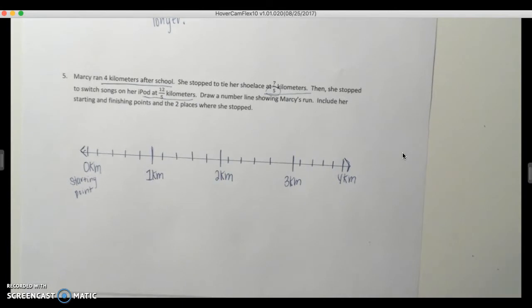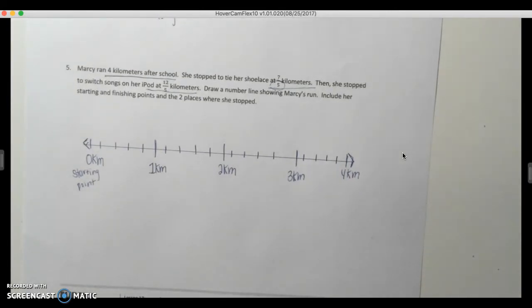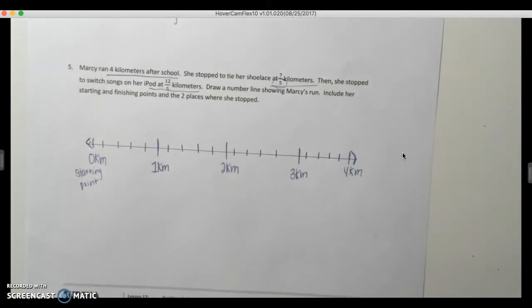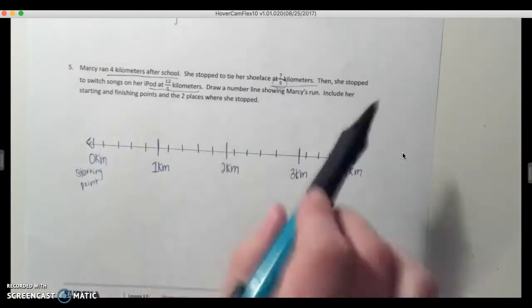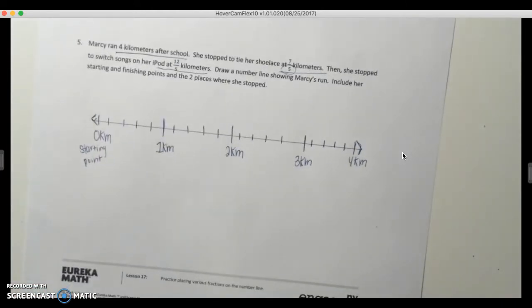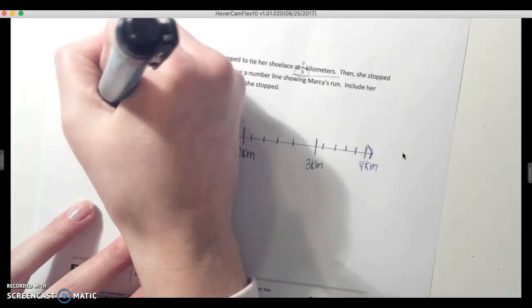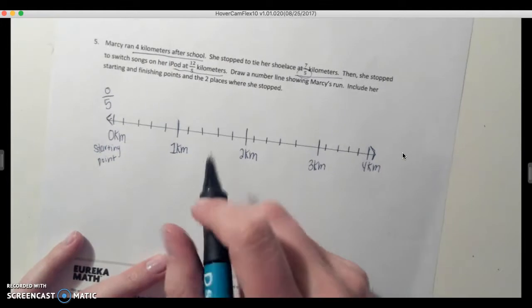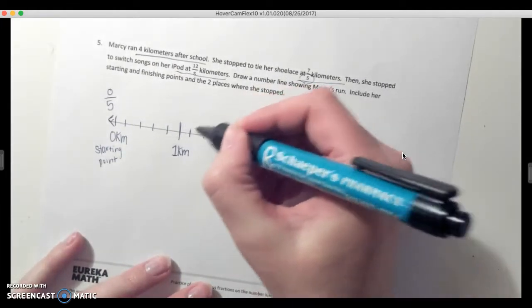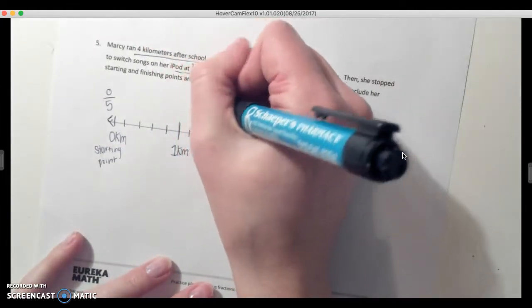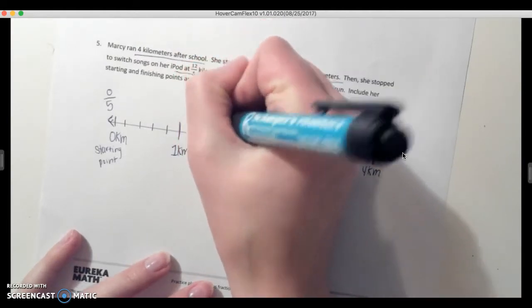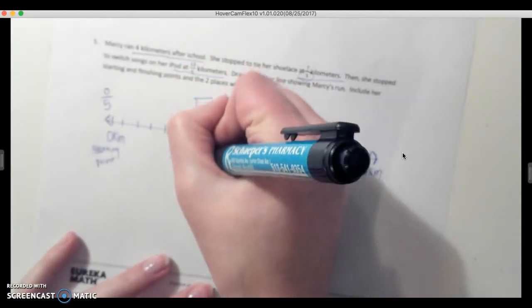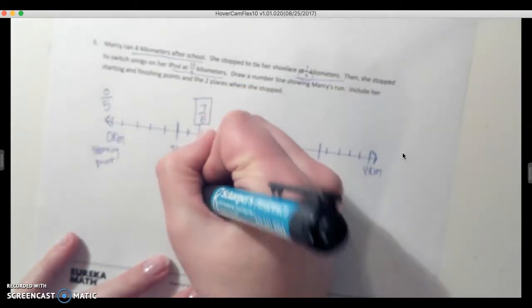Okay, so now I'm going to mark my points where Marcy stopped to tie her shoelace and where she stopped to switch songs on her iPod. So 0 fifths was her starting point, remember? And then she stopped at 7 fifths. So I know this is 5 fifths, so 6 fifths, 7 fifths. And then I'm going to label that tie shoelace.